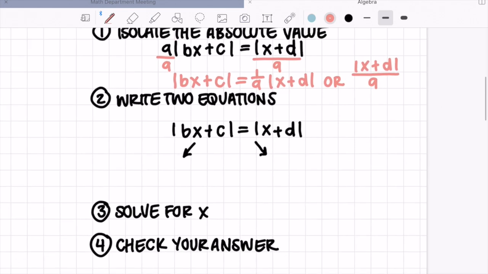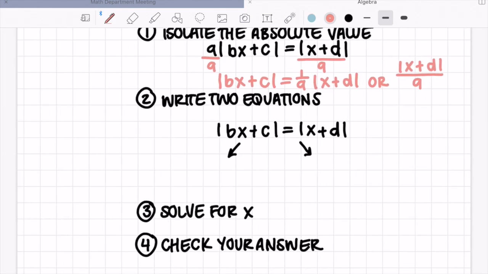Now the next one says to write two equations. So over here, let's say that I already isolated my absolute value, which is shown over here that it has been isolated. The next step that I would want to do is to create the two equations. And what I'm going to do is I'm going to be changing my absolute value signs to parentheses. So I'm going to create those parentheses and write in the inside bx plus c equals 2. And the same thing goes for the other side for my first equation, where I'm going to change those absolute value signs to parentheses. And in the inside, it's just going to be exactly the same. So I'm going to write down x plus d.